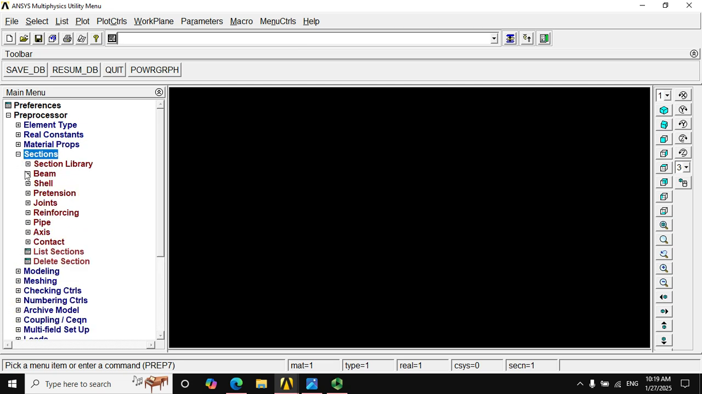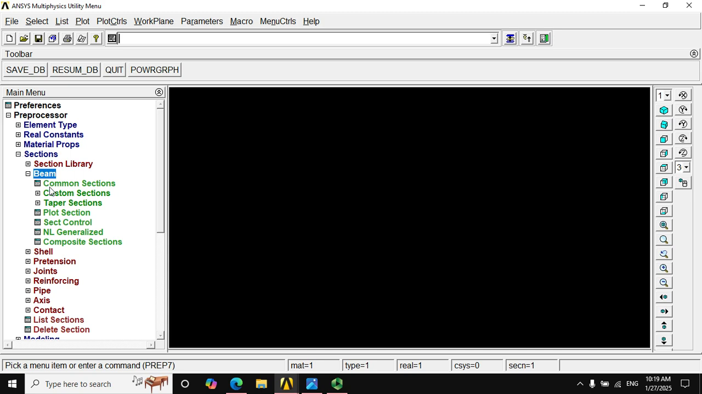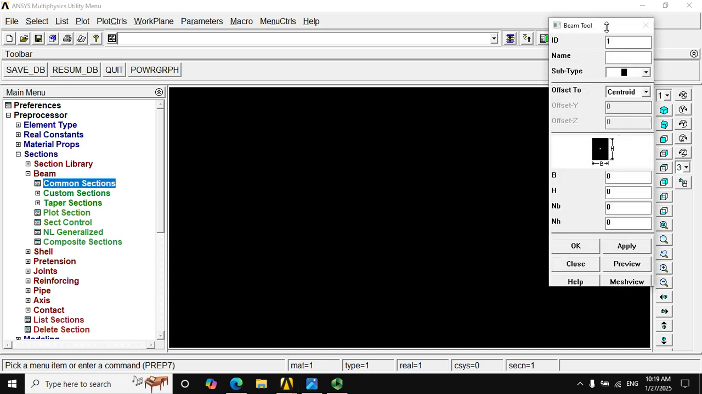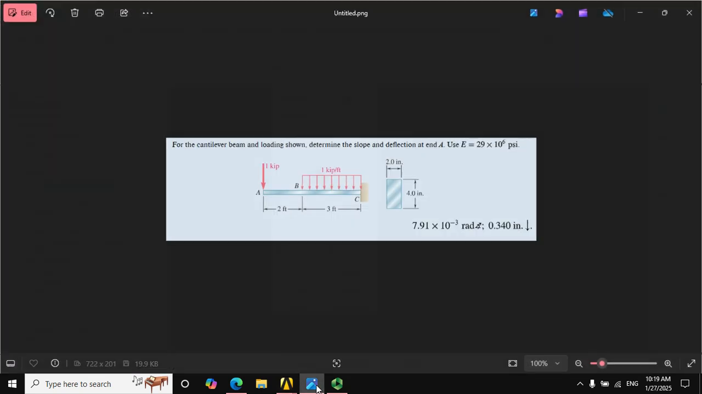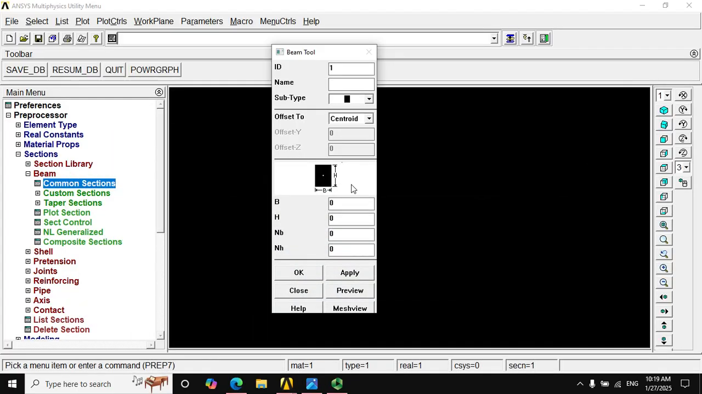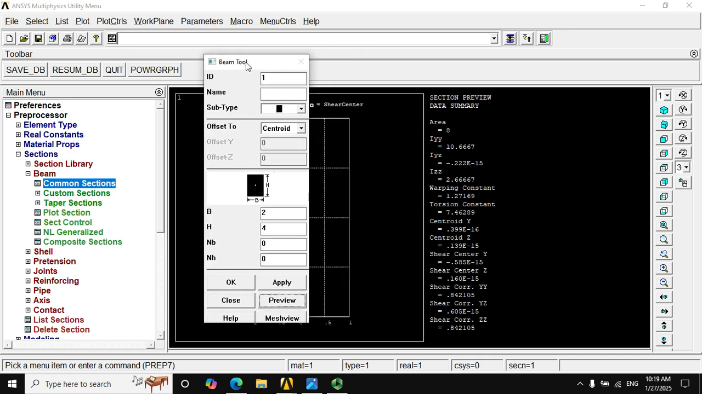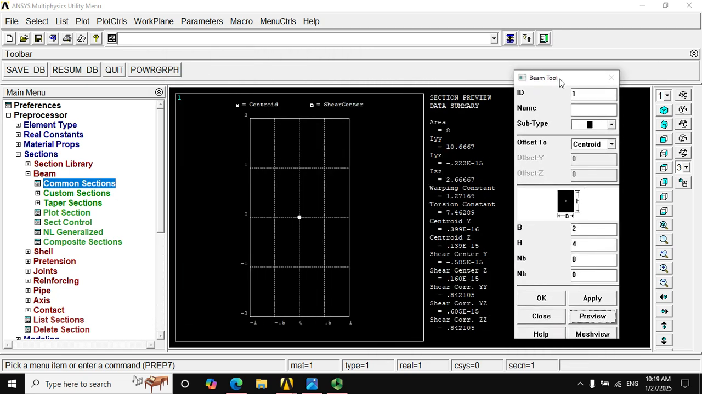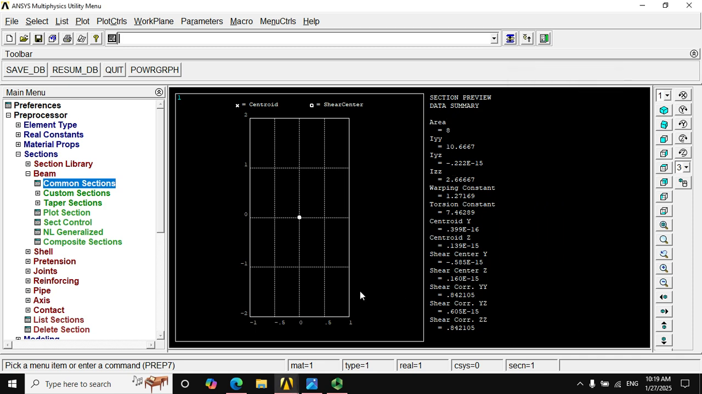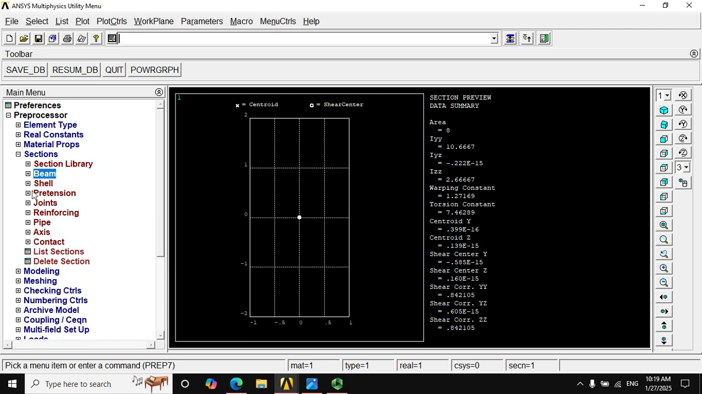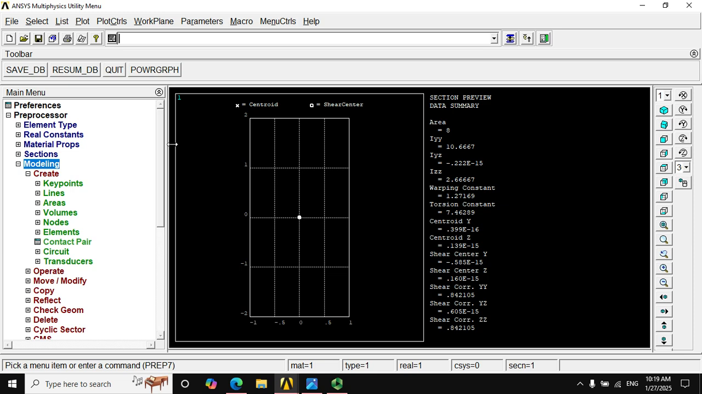Okay, section, you gotta go define the beam section. It was 2 by 4, so 2 is the width, or B, and height is 4. If you like, you can look at this cross section, its properties, see moment of inertia, the area. So we input that. Then we gotta model the beam.